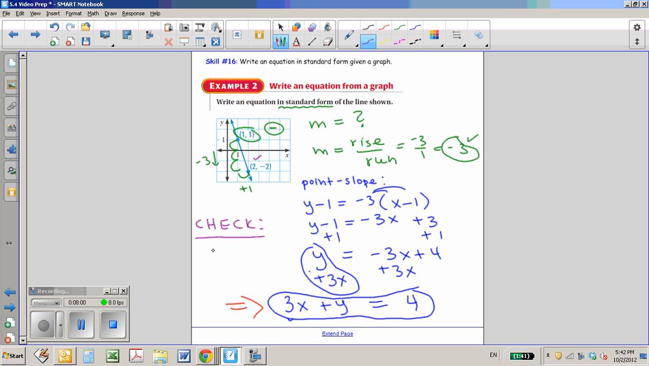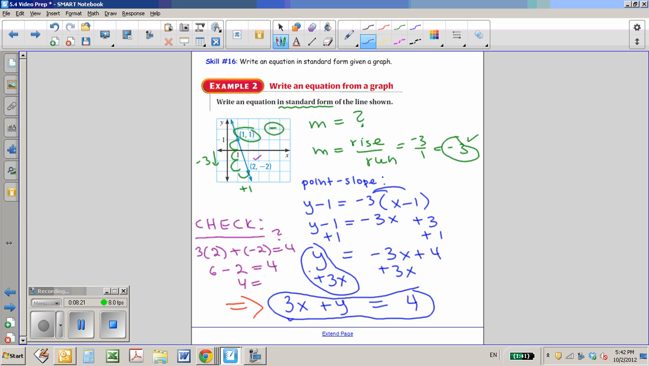So that's going to be a better way to check, because I didn't use it yet. So I'm going to substitute 2 for x. I'm going to substitute negative 2 for y. And I want to know, is my answer going to come out to be 4? If it doesn't come out to be 4, that means I messed up somewhere along the way.